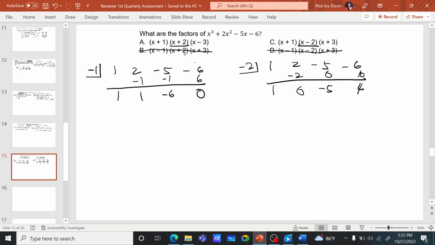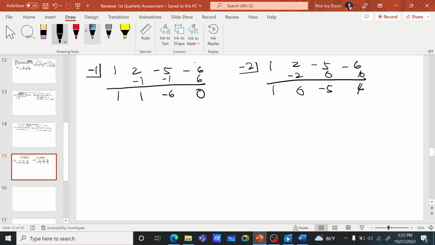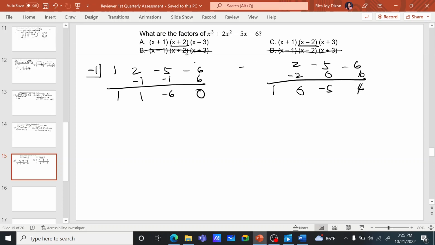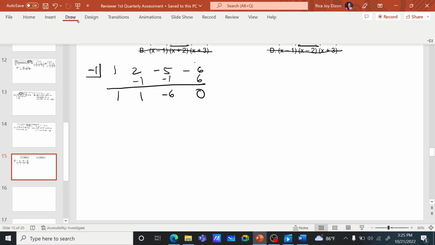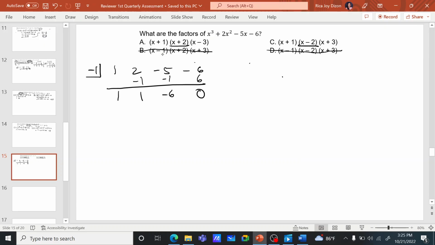Let's try 2 in here. Our value of x is 2 there. So if that's the case, let's erase this one. Change the multiplier to positive 2. Okay. So the coefficients are 1, 2, negative 5, negative 6. Bring down the first number. 1 times 2 is 2. You add, that's 4. 4 times 2 is 8. You add, that's 3. 3 times 2 is positive 6.